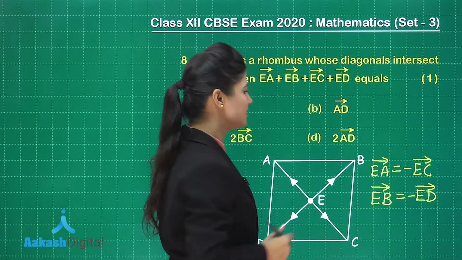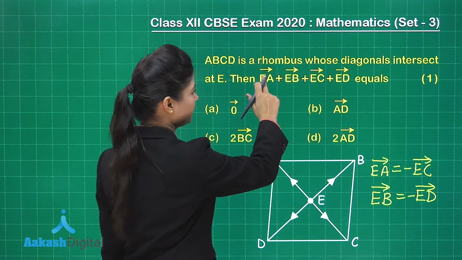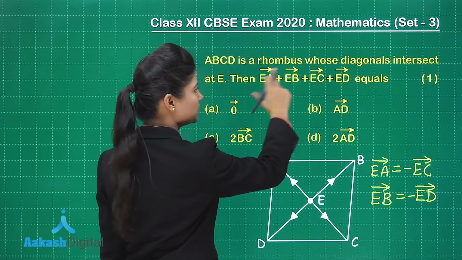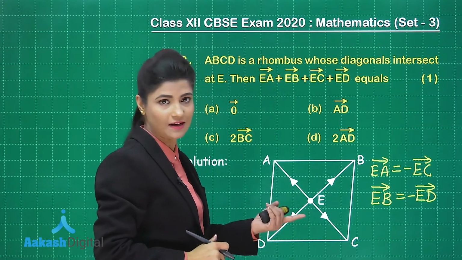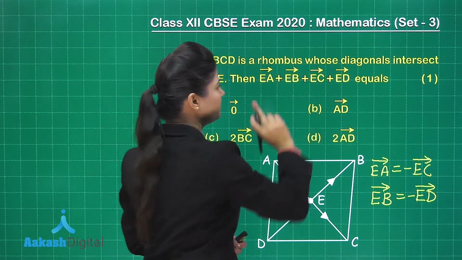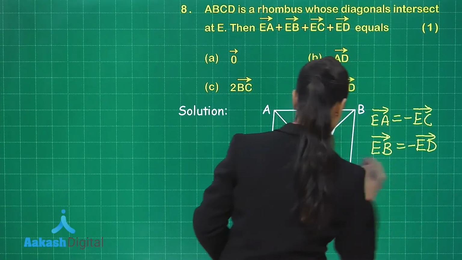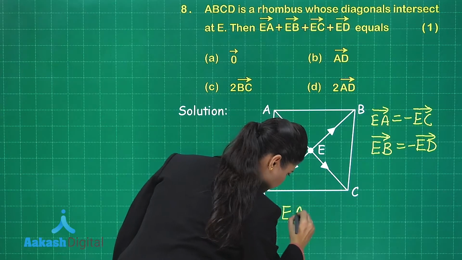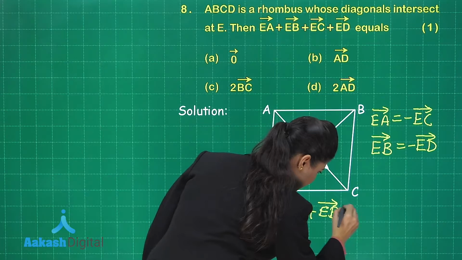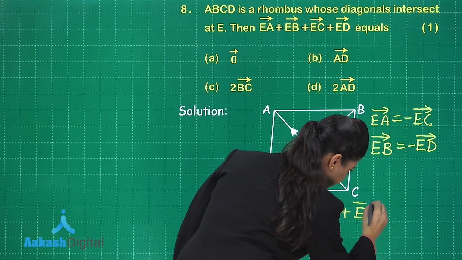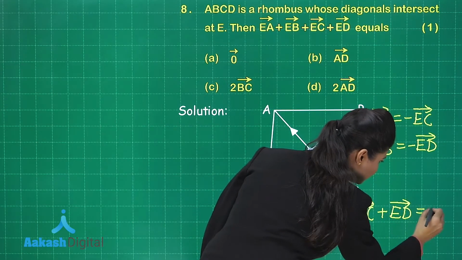Now taking this case into consideration, if I add these four vectors, what will happen? Here EA vector is added up to EC vector. These both will get cancelled out because you already have EA vector equal to negative of EC vector. Moreover, EB vector plus ED vector will also result in the value equal to 0. So I get here that EA vector plus EB vector plus EC vector plus ED vector, the resultant here will be equal to 0 vector.